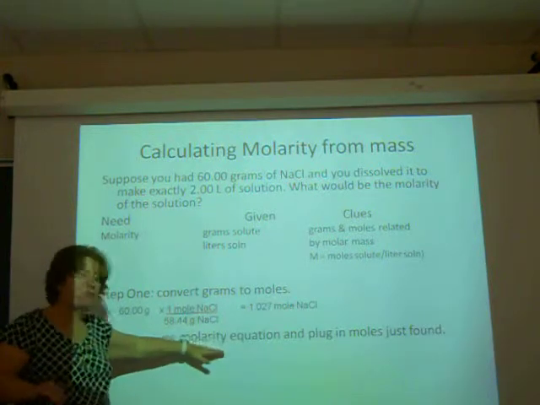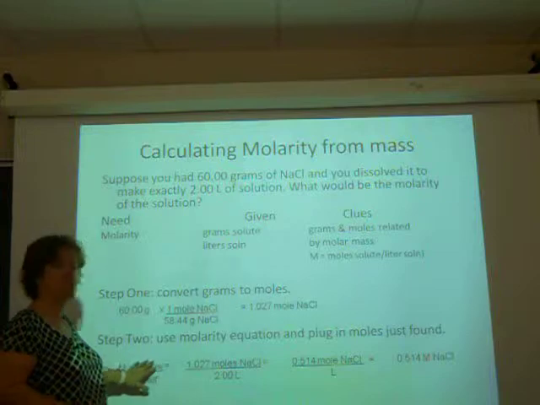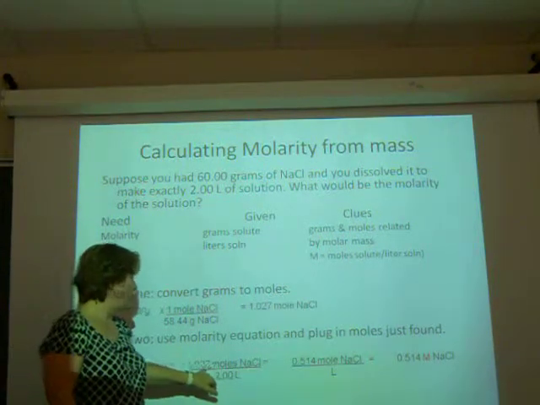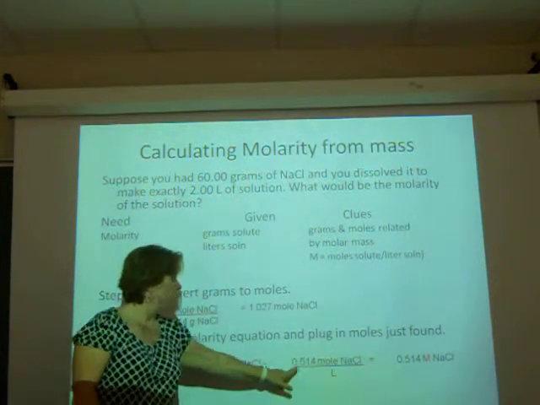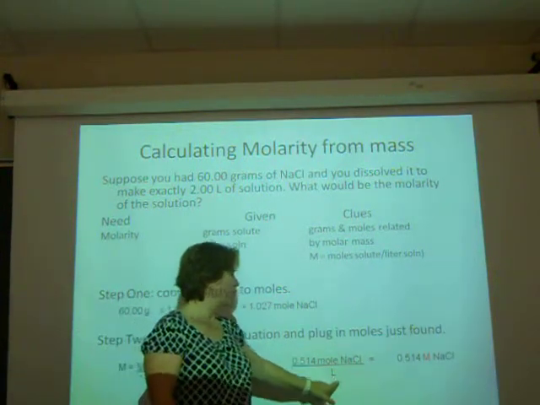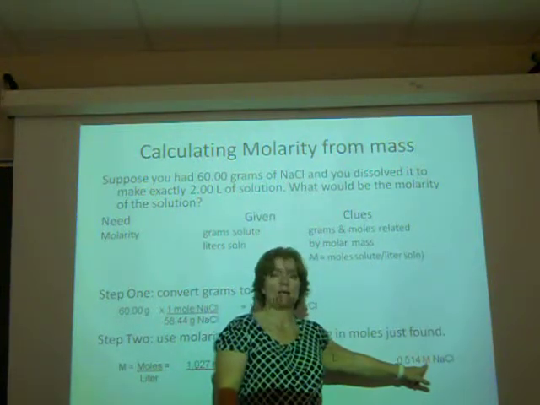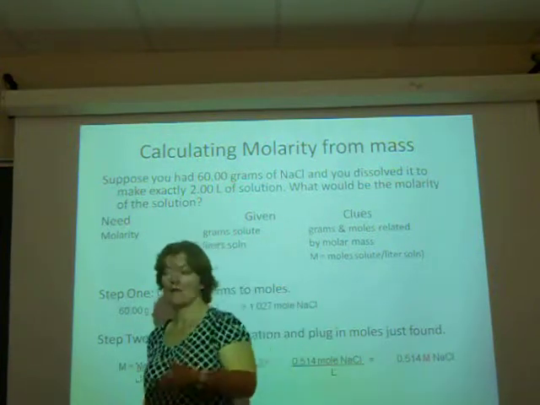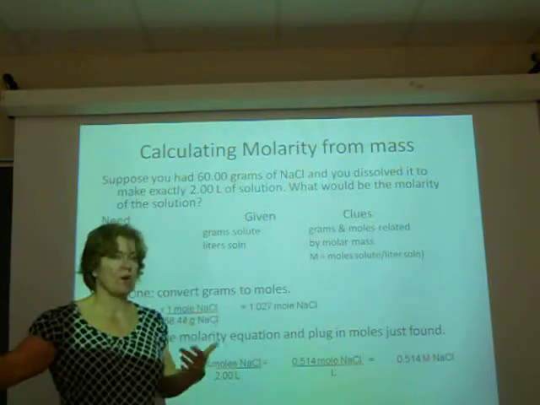So now I can use the molarity equation and plug it in. Molarity is moles over liter, it's moles of solute over liter of solution. So that's 1.027 moles of NaCl per 2 liters of solution, or 0.514 moles per liter. I can now take that moles per liter and change it out for the abbreviation capital M. 0.514 M NaCl. NaCl would be telling me what is the solute. Often we identify the solutions by their solute.